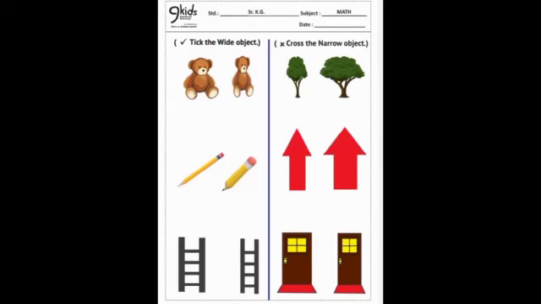This is your worksheet. Tick the wide object and cross the narrow object. You have to recognize which one is wide and which one is narrow. I am sending a worksheet for practice. I am sure you have understood the concept of wide and narrow.